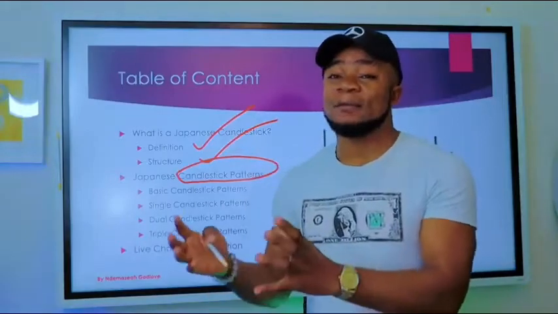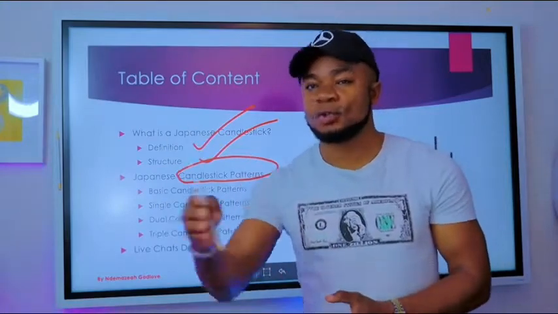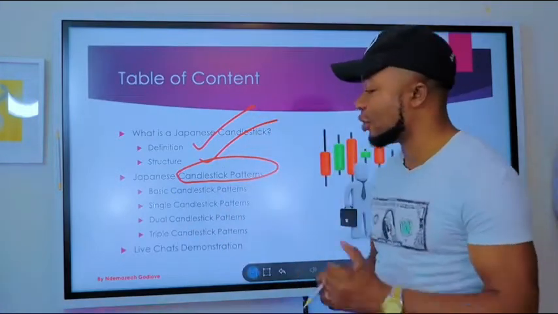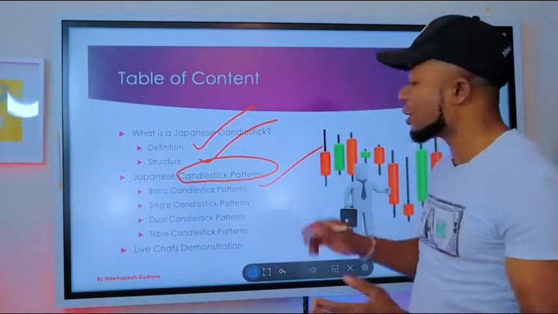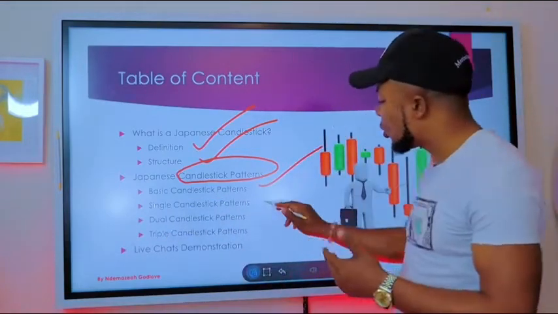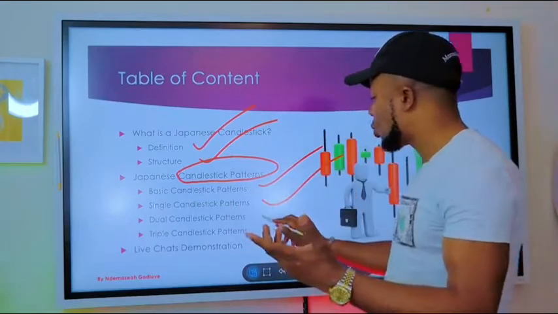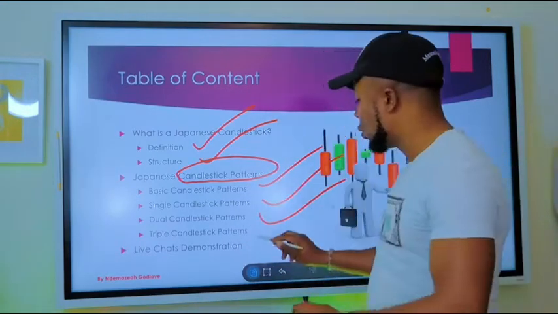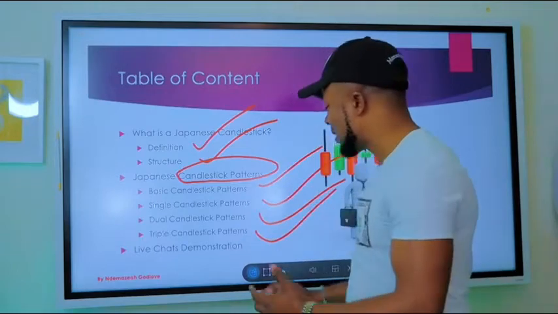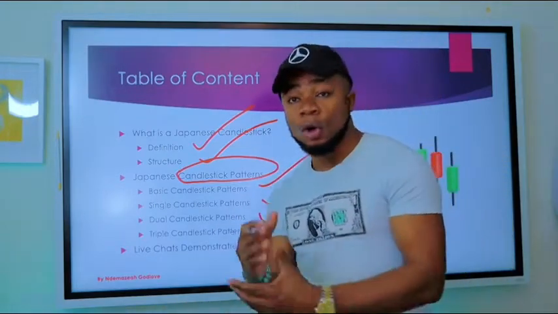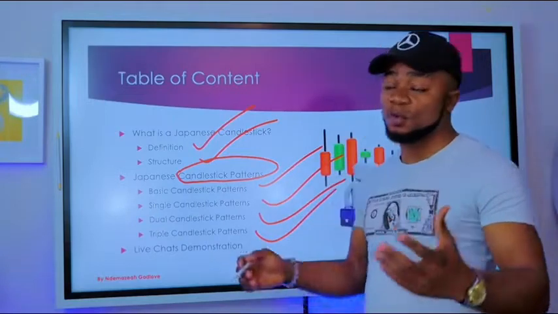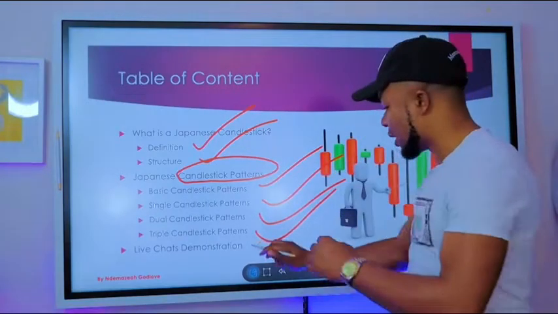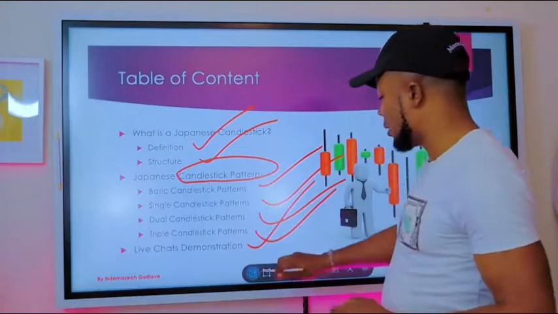So a particular pattern can form, you can be monitoring a particular pattern, and once that pattern forms, it shows you that the market can be going up, or it shows you that the market can be going down. So we're going to talk in detail about the Japanese candlestick pattern. Under the Japanese candlestick patterns, we'll talk about basic candlestick patterns, single candlestick patterns, dual or double candlestick patterns, triple candlestick patterns, and we'll also go on a live chart. We'll go on MT4 and we'll be able to demonstrate everything we've been talking about on a live chart. So we'll also do that before the end of this video.